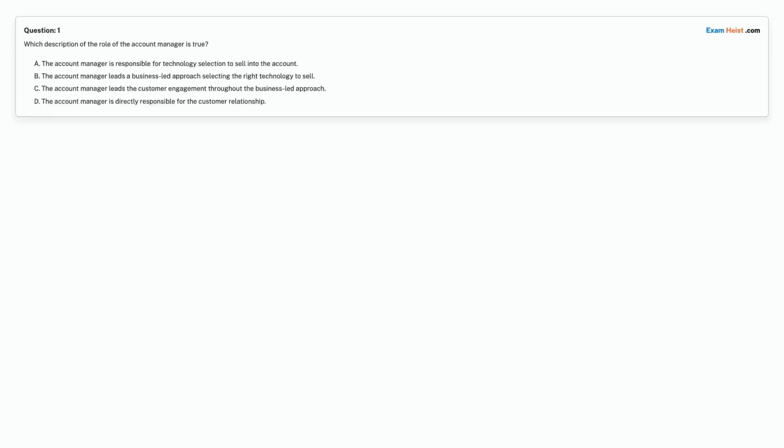Question 1. Which description of the role of the account manager is true? Option A. The account manager is responsible for technology selection to sell into the account. Option B. The account manager leads a business-led approach selecting the right technology to sell. Option C. The account manager leads the customer engagement throughout the business-led approach. Option D. The account manager is directly responsible for the customer relationship. Choose the correct answer.